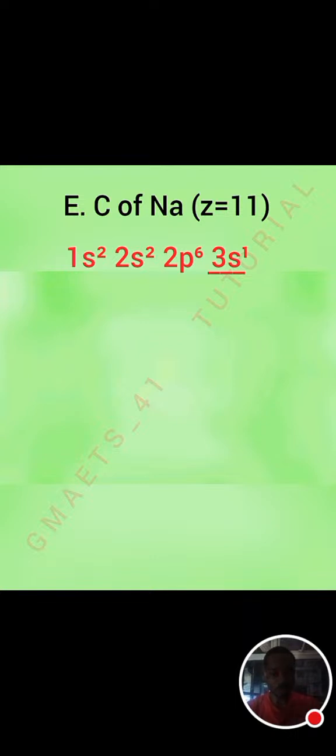Therefore, the subshell it bears there, which is s, will now be our interest. We ask ourselves, the last electron entered there, is that not so? It entered the s subshell of that 3s. So since the last electron entered that s subshell, it simply means that sodium belongs to the s block of the periodic table. So that is it.